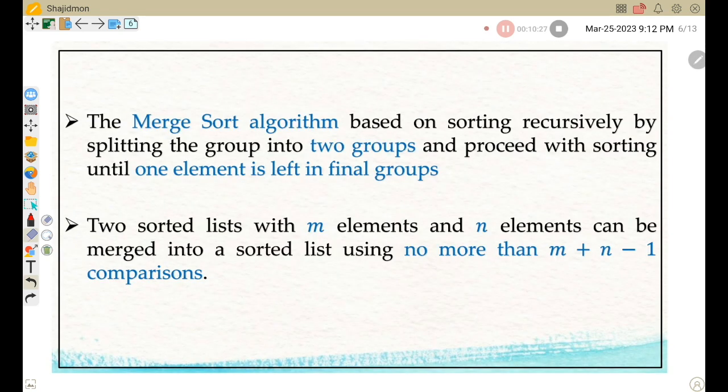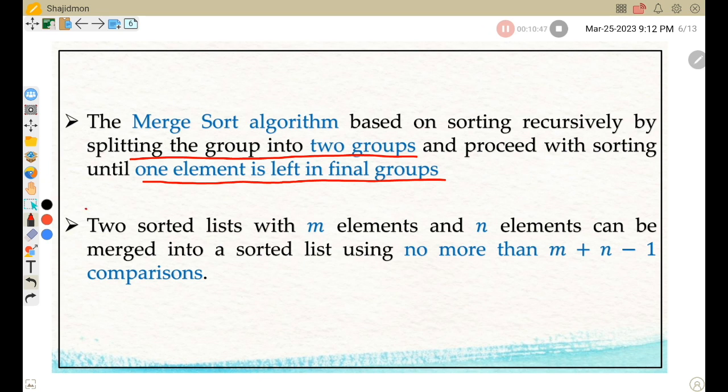So let me review the process here. The merge sort algorithm is based on sorting recursively by splitting the group into two groups and proceeding with sorting until one element is left in the final group. Correct? That is what we did in that example.